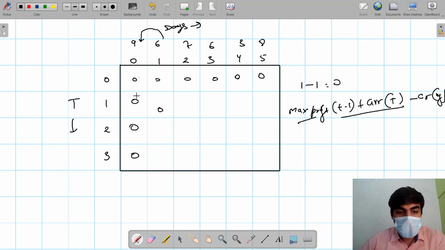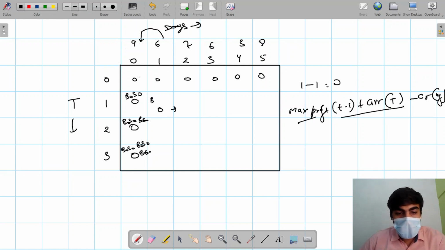And I am also writing something here. B0: here is 0 transaction, so we cannot write here. I am writing here B0 as 0: buy at 0, sell at 0, buy at 0, sell at 0, and so on. Okay, now come to that point.